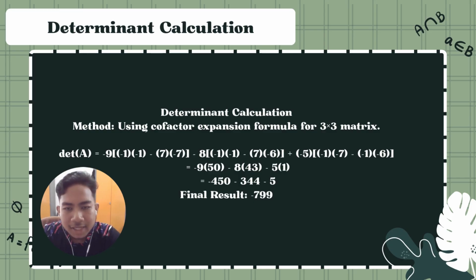We subtract the product of 8 and its minor. Finally, we add the product of -5 and its minor. After simplifying the arithmetic, we found the determinant of matrix A is -799. We also verified this result using Python's function, which confirmed our manual working was 100% accurate.